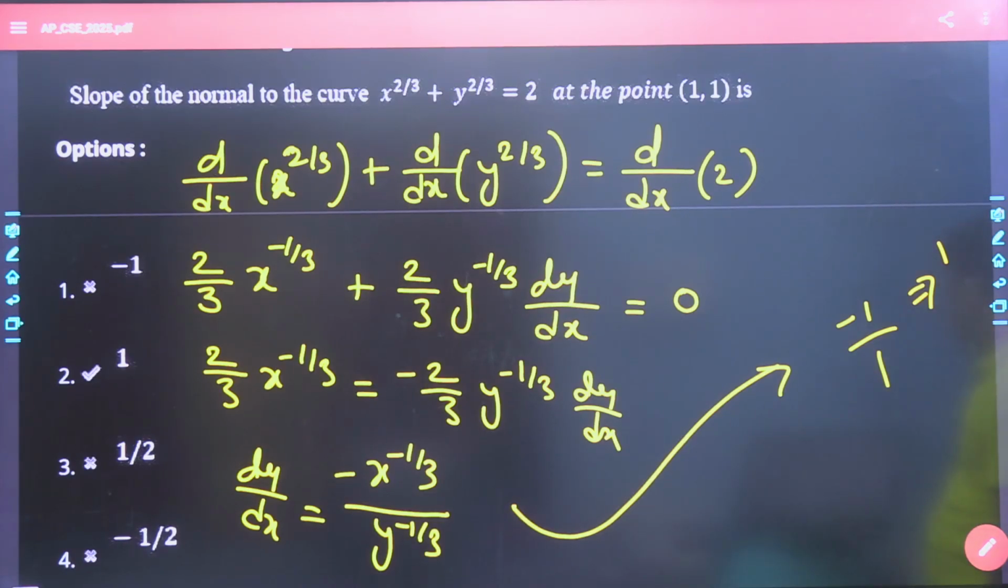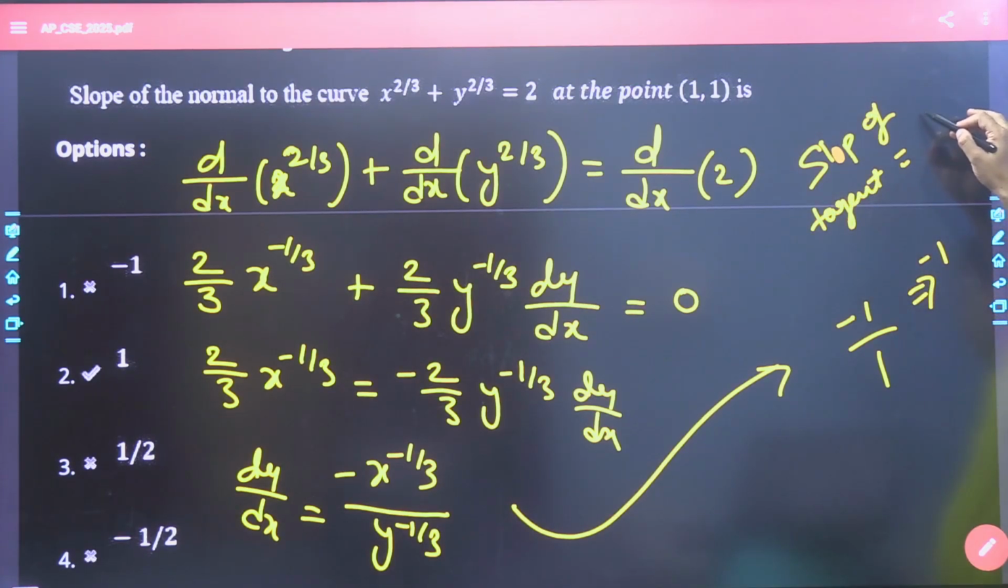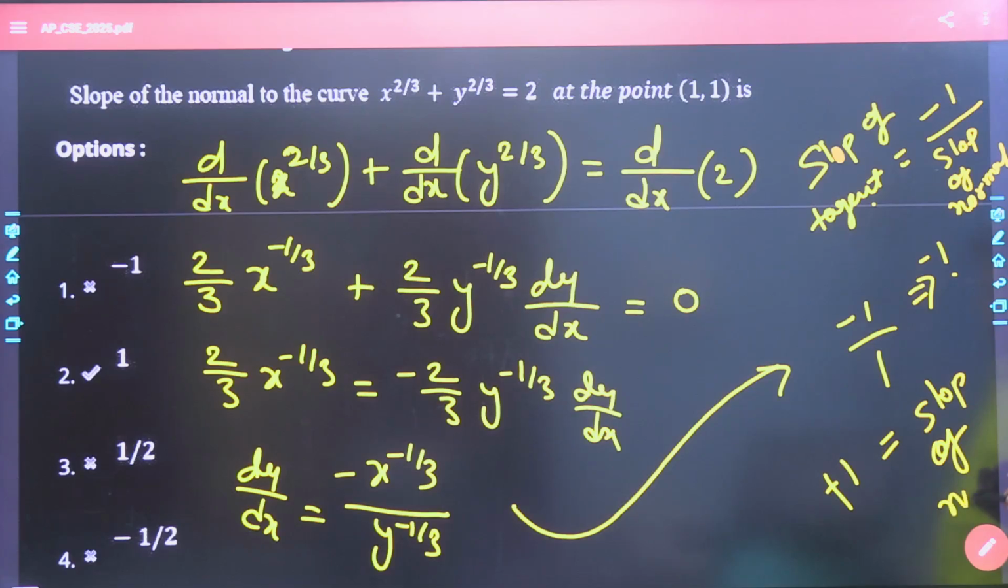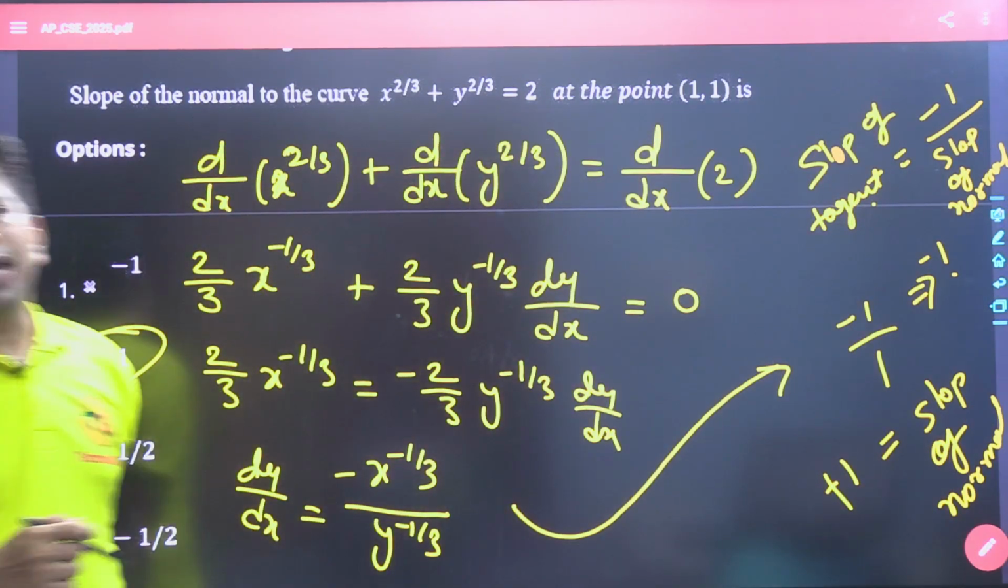So this will become minus 1. Now slope of tangent is equal to what? Minus 1 by slope of normal. Slope of tangent is minus 1. So slope of normal, minus minus becomes plus. So slope of normal becomes plus 1. You can go with the second answer. Slope of normal becomes plus 1.